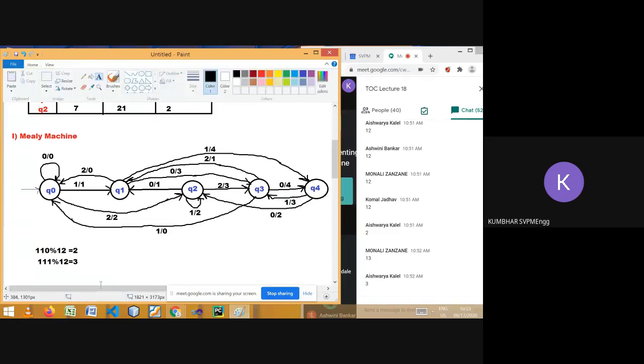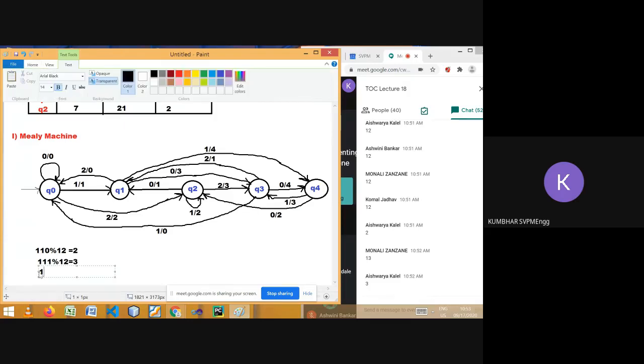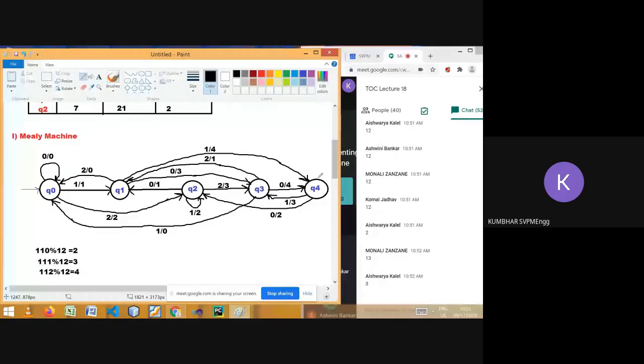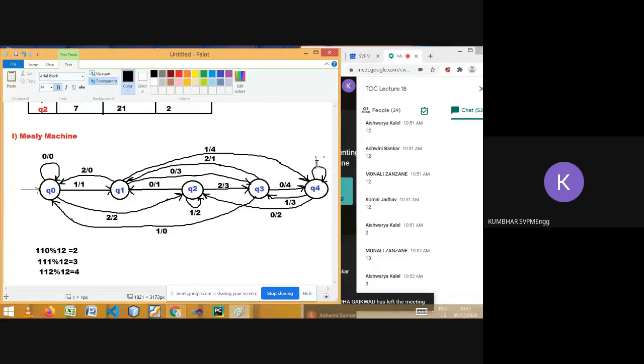Now only one transition remains. Already one is there. If you read 2, this means 14. 14 mod 5 means 4. Correct. So there will be a self loop, because the 4 state, the remainder state, is the same state. Great. So now input is 2 and output will be 4. So we have checked Q4 also for all options. Correct? So this is your final answer.